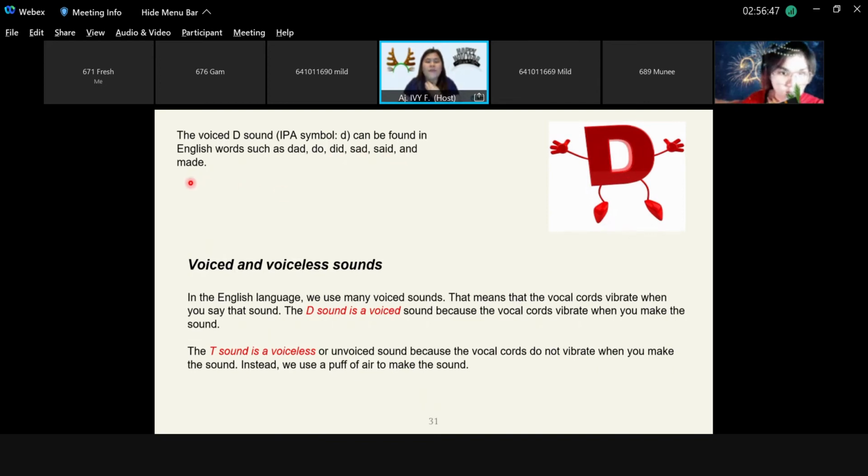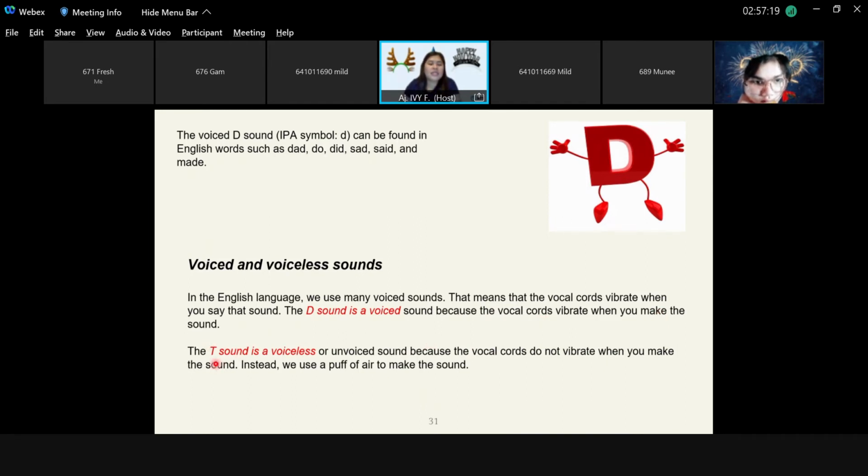Okay, so if you read these words, you can feel the vibration of your vocal cords because this is voiced. So voiced and voiceless sounds. In English language, we may use voiced sounds. That means that the vocal cords vibrate when you say the word. Okay, the d sound is voiced sound because the vocal cords vibrate when you make this sound.